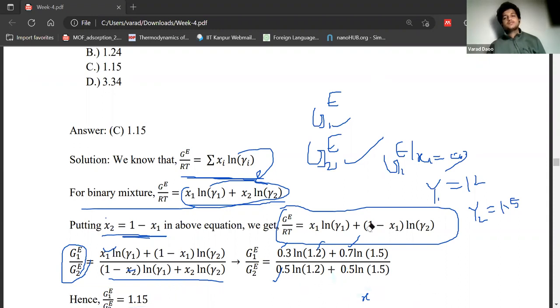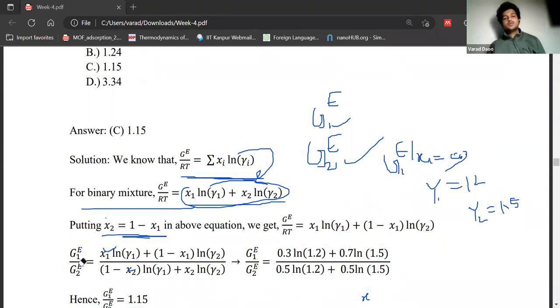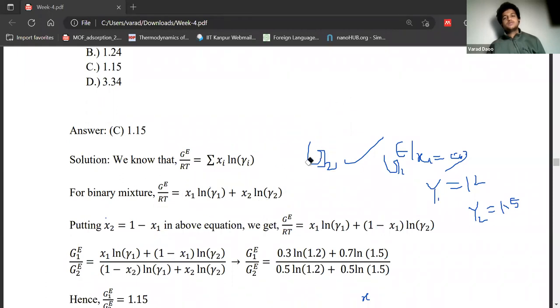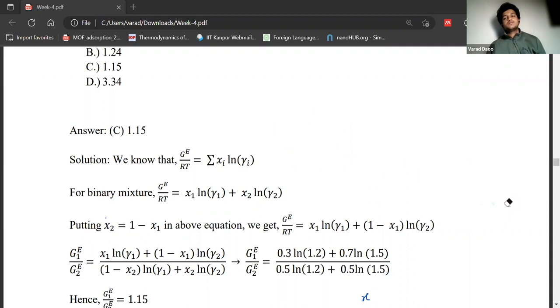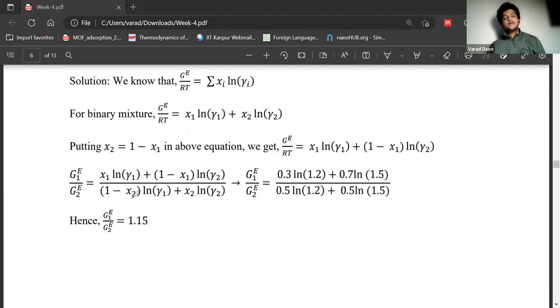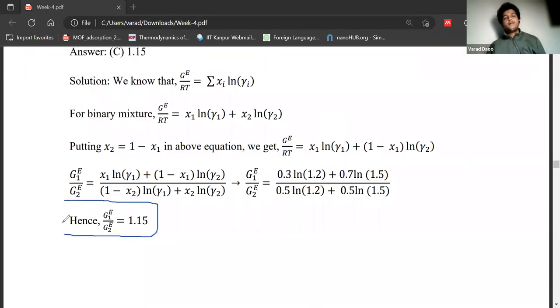Okay. Anybody has any doubt in this question? Okay, this is the answer. Answer is option C, right?